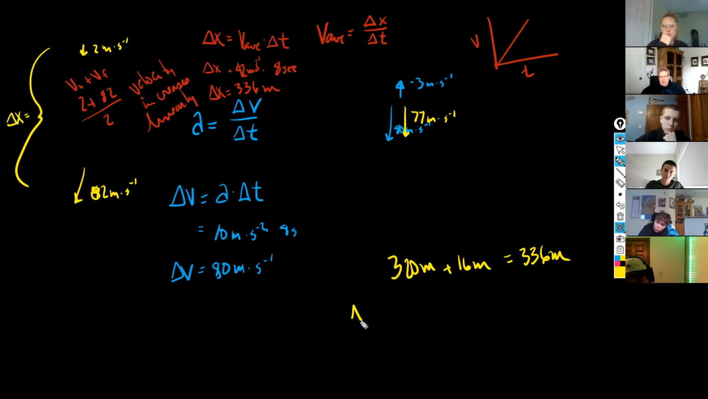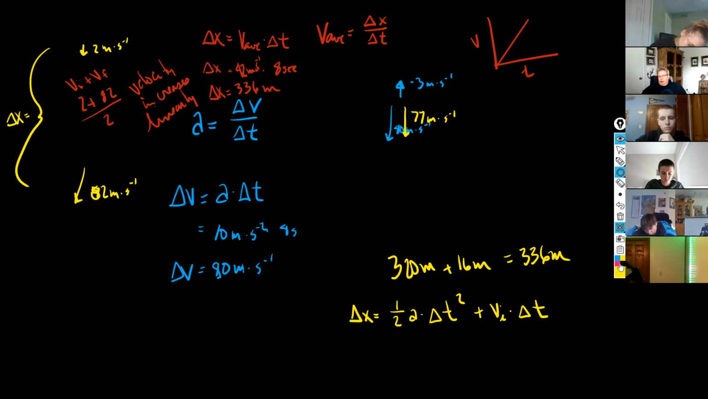Which means that this distance formula that I gave you looks like this. What did we call this part? What did we call that part? That's the distance you fell because you were accelerating. What if I had no acceleration? What if gravity didn't exist? How far would I go in this time?